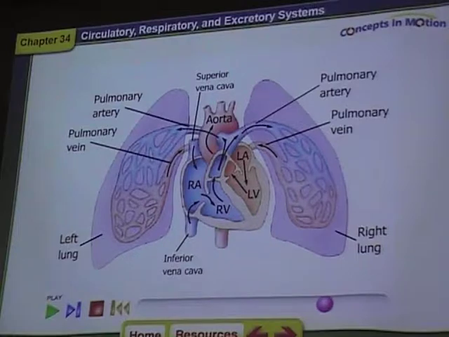Between the atria and the ventricles are one-way valves that keep blood from flowing back into the atria. The heart is enclosed in a protective membrane called the pericardium.